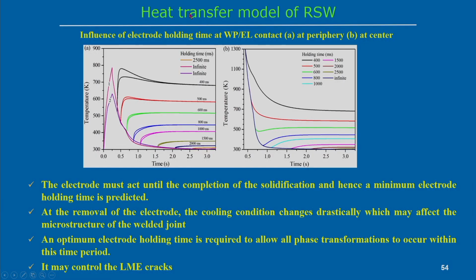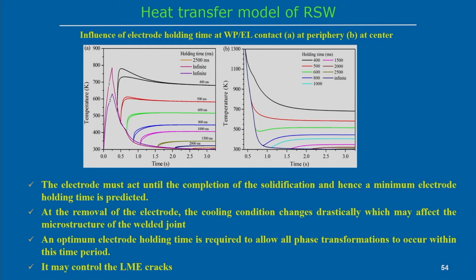So, accordingly we can predict that at this location we can expect some sort of LME, liquid metal embrittlement, crack in a particular position. With that information we will be able to find out from the temperature distribution. Now, here also is the influence of the electrode holding time. In resistance spot welding there is a need to hold the workpiece by the electrode, and after passage of the current we keep some minimum time for solidification to occur, and after that we can release the electrode.